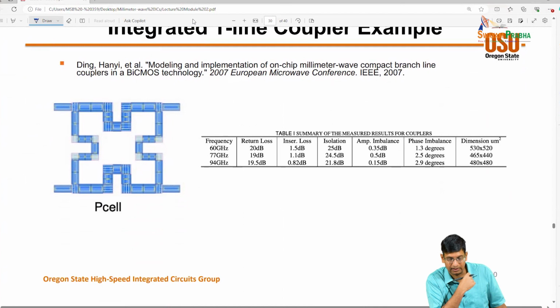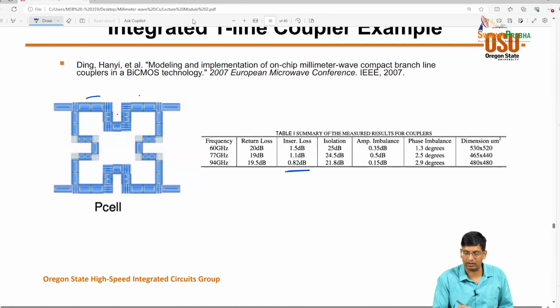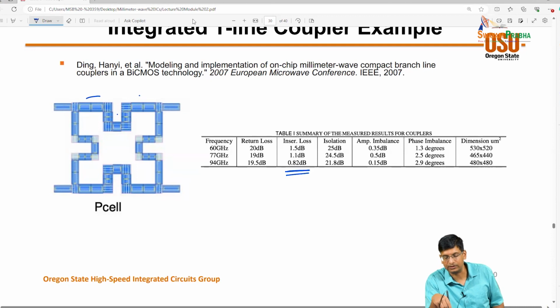But I also have an example of branch line couplers that have been implemented on chip, right? And this gives you an example of the sort of insertion loss. Even though theoretically it's lossless, you have losses in all the transmission lines, right? And interestingly, you can see here that the loss is reducing as frequency is increasing because the physical length of the transmission lines is dropping because you need a shorter section that is lambda over 4. So you get pretty low insertion loss by the time you get to really high millimeter wave frequencies.